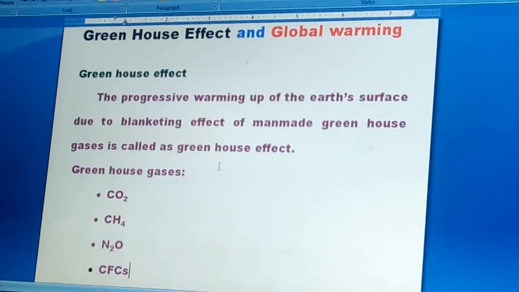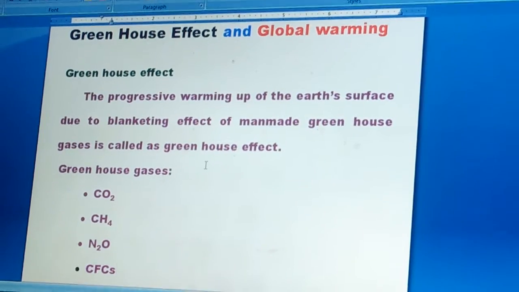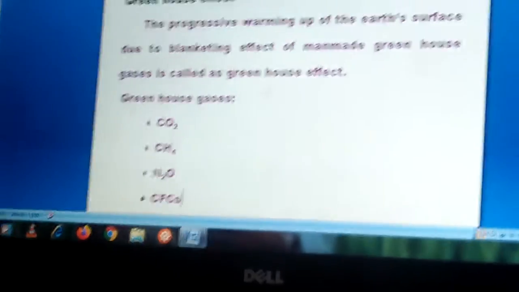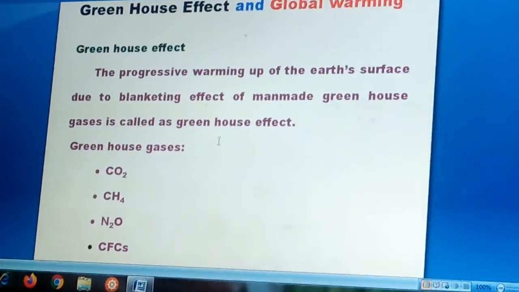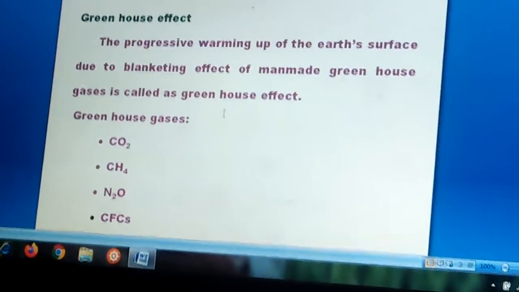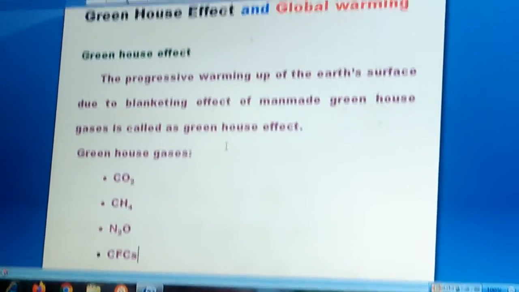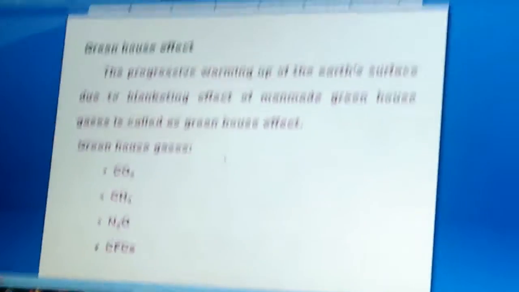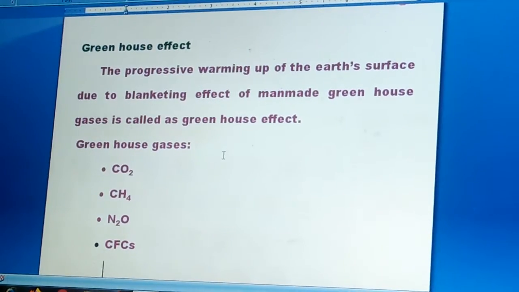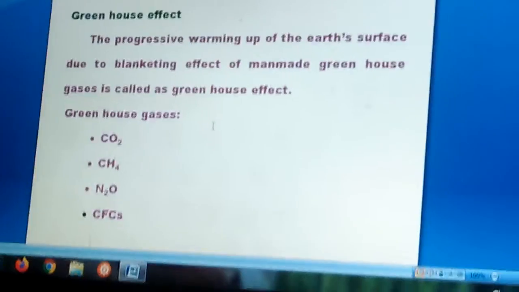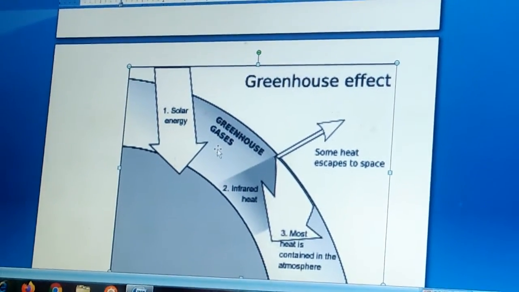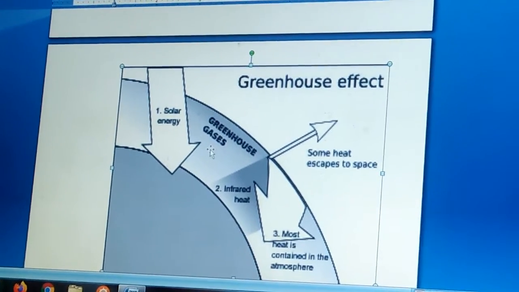Because we are using refrigerators, we are doing deforestation, cutting the trees and using the land for constructing buildings and all. Because of these reasons, what is happening? These gases, carbon dioxide, methane, nitrous oxide, CFCs (chlorofluorocarbons), are highly concentrated in the environment. These gases will deplete the ozone layer, our blanket will be depleted. Because of this, UV rays are directly coming to the earth and affecting it.